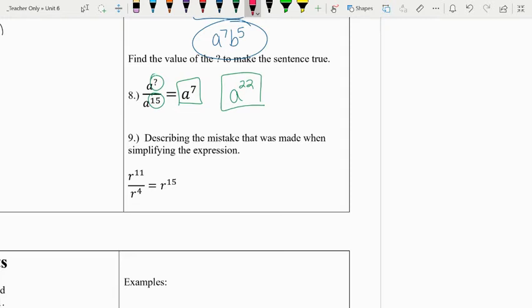In the next one, in number 9, hopefully we recognize that this final result was incorrect. And the reason why it's incorrect is because when dividing powers, you subtract, not add.